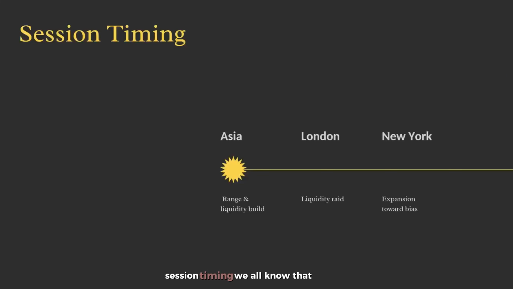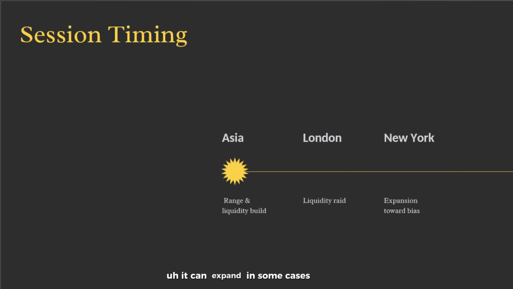Session timing. We all know that the Asian session gives us the concentration. It provides us the liquidity entrapment for us to target during the London and the New York sessions. So the Asian session provides the range and liquidity build. The London session raids the liquidity of the Asian session and in some cases it can also expand, but the New York session gives us the expansion. But of course, you need to understand how these things flow into each other before you trade.